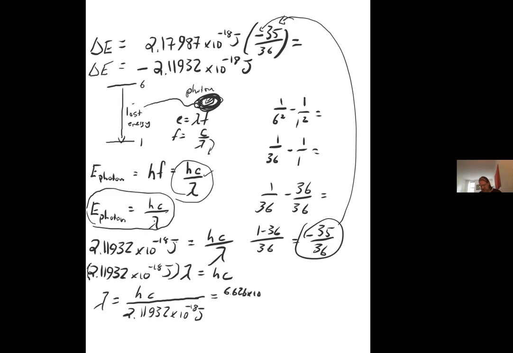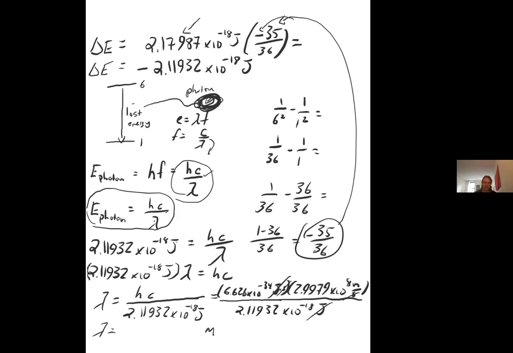Now hc is 6.626 times 10 to the minus 34 joules times 2.9979 times 10 to the 8th meters per second, right? So there's your hc. Those are the two constants that we've learned so far. Actually, there's three now, right? The third constant is this one right here, the Rydberg constant. So now we got three constants. And 2.11932 times 10 to the minus 18 joules. Dimensional analysis, joules cancel, and your seconds cancel also. So you're just going to get meters.